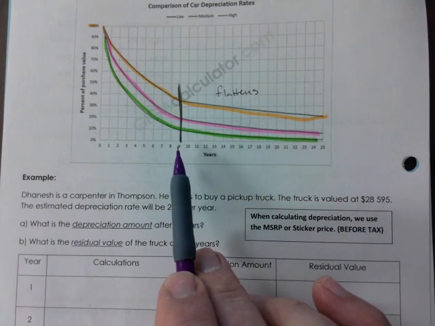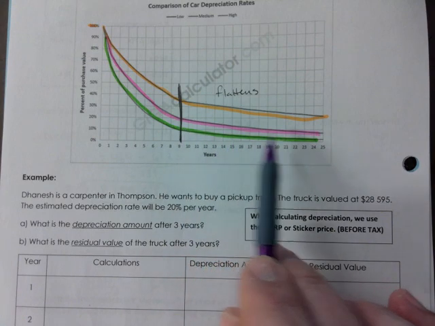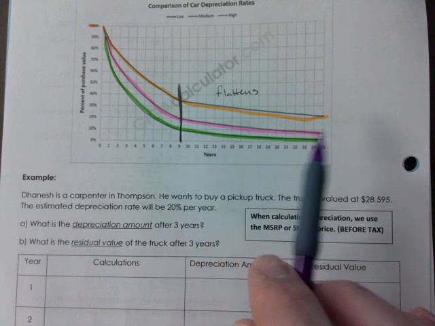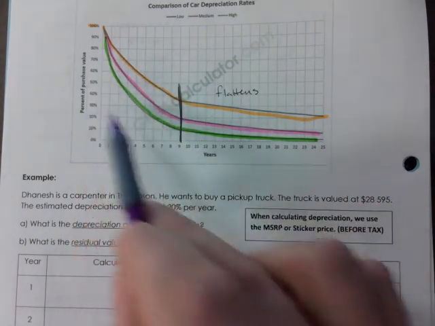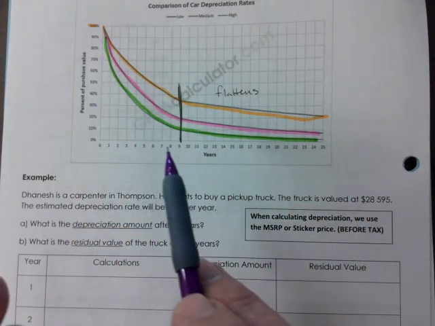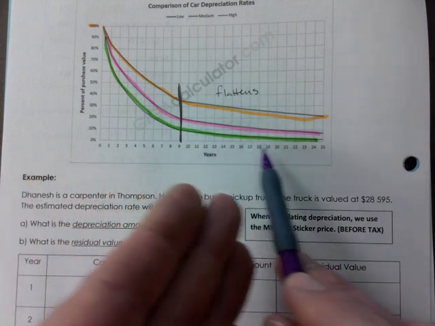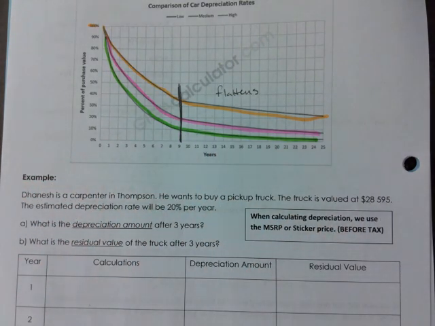After year 9, yes, the cars still lose value, but it's not as steep, right? You notice that? So it's at the first 9 years or so where most of the value is lost, and then it slows down after. So I'm pretty sure you can attest to that.